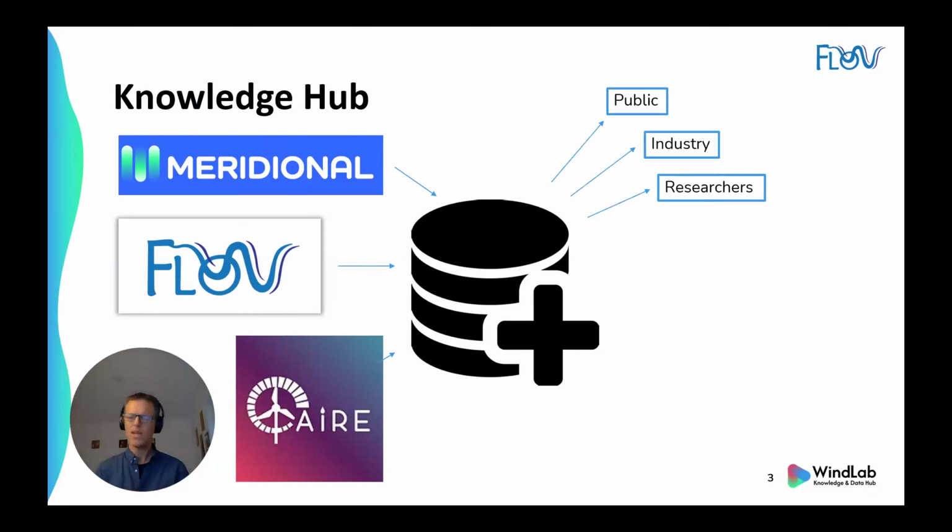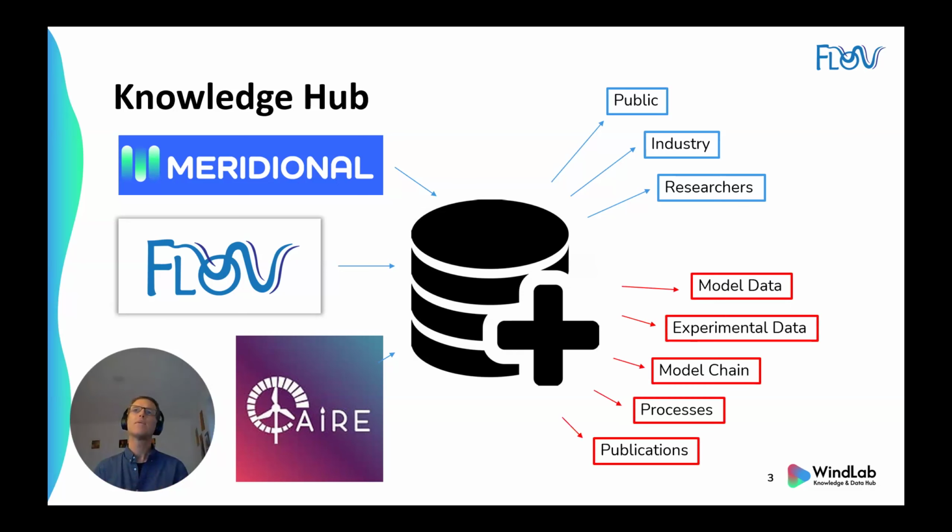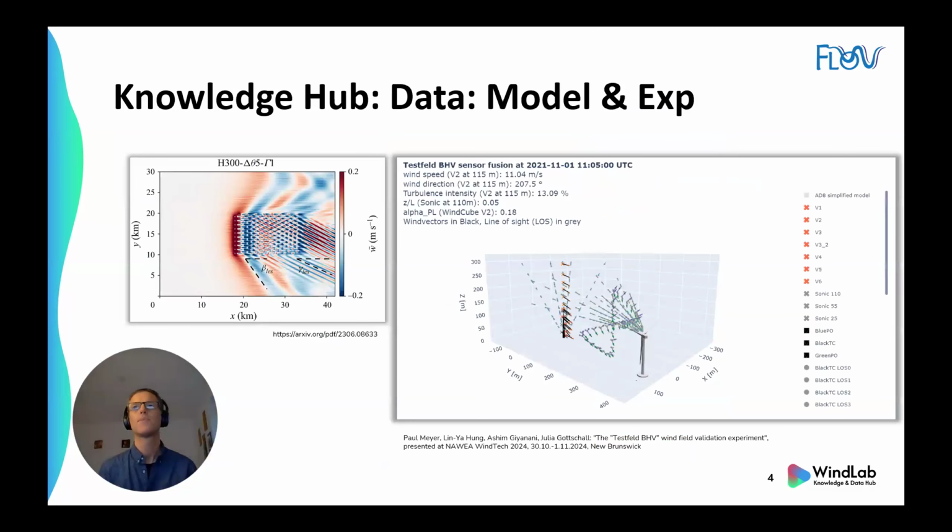The idea in the project is that what's in the database is for the public, the industry, and the researchers. The focus on the public is minor, but still there. The data we want to store there is model data, experimental data, but also, as some of the others already touched on, model chains, processes, and publications, because we want it to be a center for the analysis and knowledge with respect to wind energy. So we have several of those types of data sets in there.